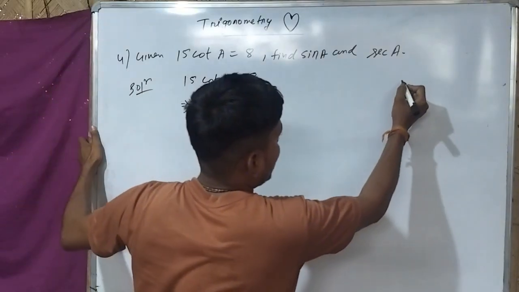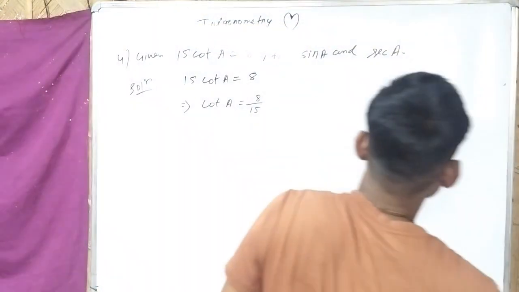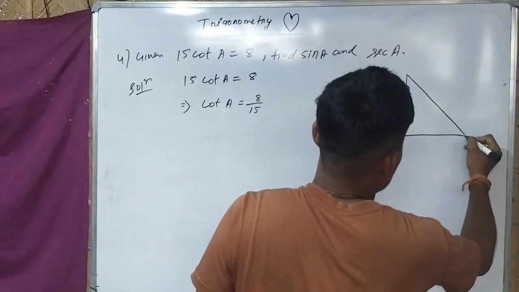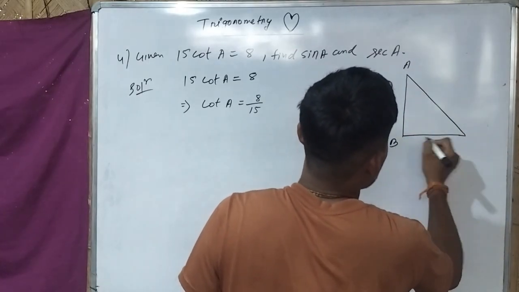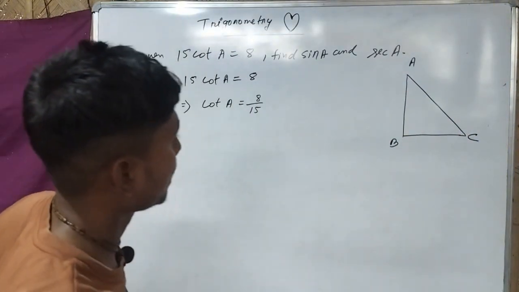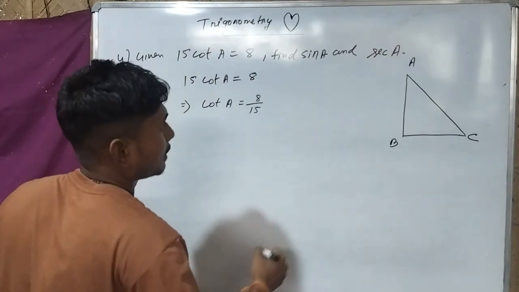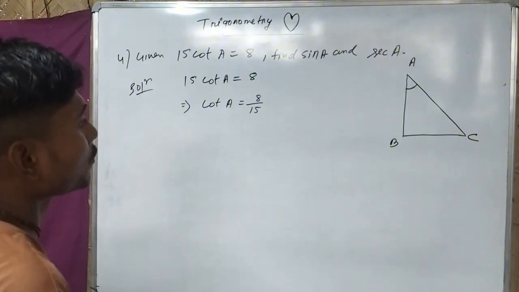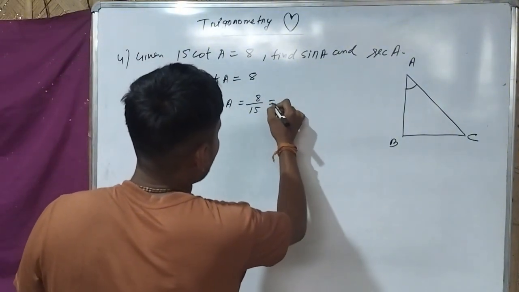Okay, now make a triangle. Suppose this is A, B and C. This angle is angle A, and this is B, and this is C. Now cot A with respect to this angle, what are we given? 8 by 15. Cot A means what?